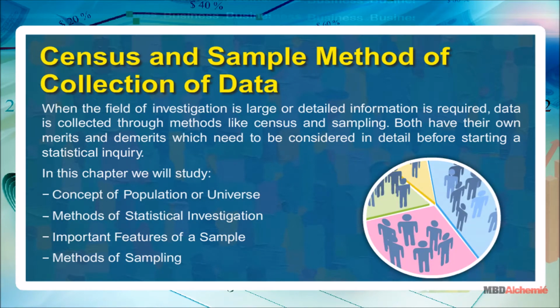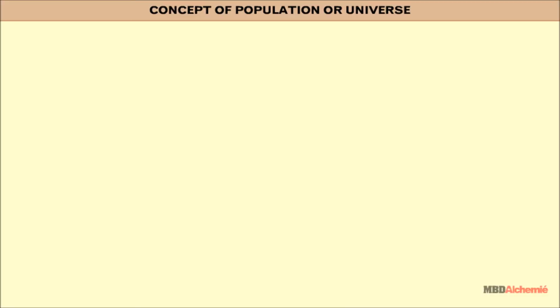When the field of investigation is large or detailed information is required, data is collected through methods like census and sampling. Both have their own merits and demerits which need to be considered in detail before starting a statistical inquiry. In this chapter, we will study the concept of population or universe, methods of statistical investigation, important features of a sample, and methods of sampling.